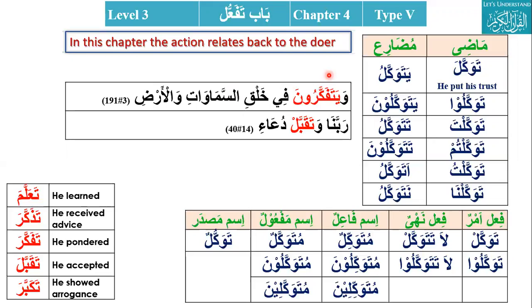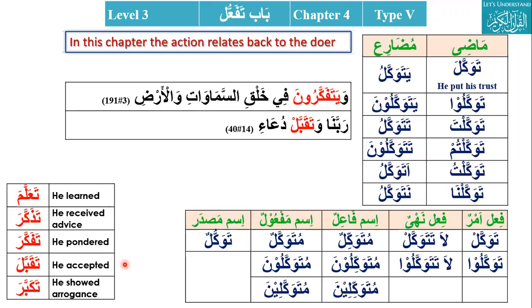Bismillahirrahmanirrahim. No, this is the first one. This is tafakkar actually. Wayatafakkaruna, and they ponder, or they will ponder, fi khalqi, in the creation, as-samawati, the heavens, wal ard, and the earth. And they ponder in the creation of the heavens and earth. Jazakallah, Hakim bhai.